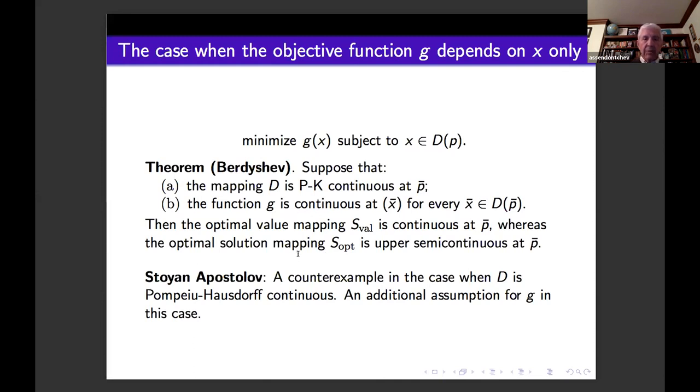I urged Stoyan to write this counterexample within a paper about this problem. And also he generated an additional assumption on g, which is weaker than the uniform continuity in the Berdyshev paper, and the paper of Stoyan is on the way. Stoyan is a graduate student, a PhD student at South University. So something which has never happened to me before: to give a not quite well specified homework to a student, and instead of the proof, to get a counterexample. Well, this was really a lot of fun for me.